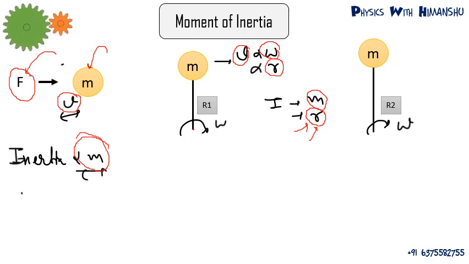So in rotational motion, inertia depends on mass as well as the distance of mass from the axis of rotation. So mass is important and r is also important. For this system, the inertia will be less because r1 is less than r2 and the mass is the same. So inertia in rotational motion depends on both mass and distance of mass from the axis of rotation, while in translational motion, inertia only depends on mass.